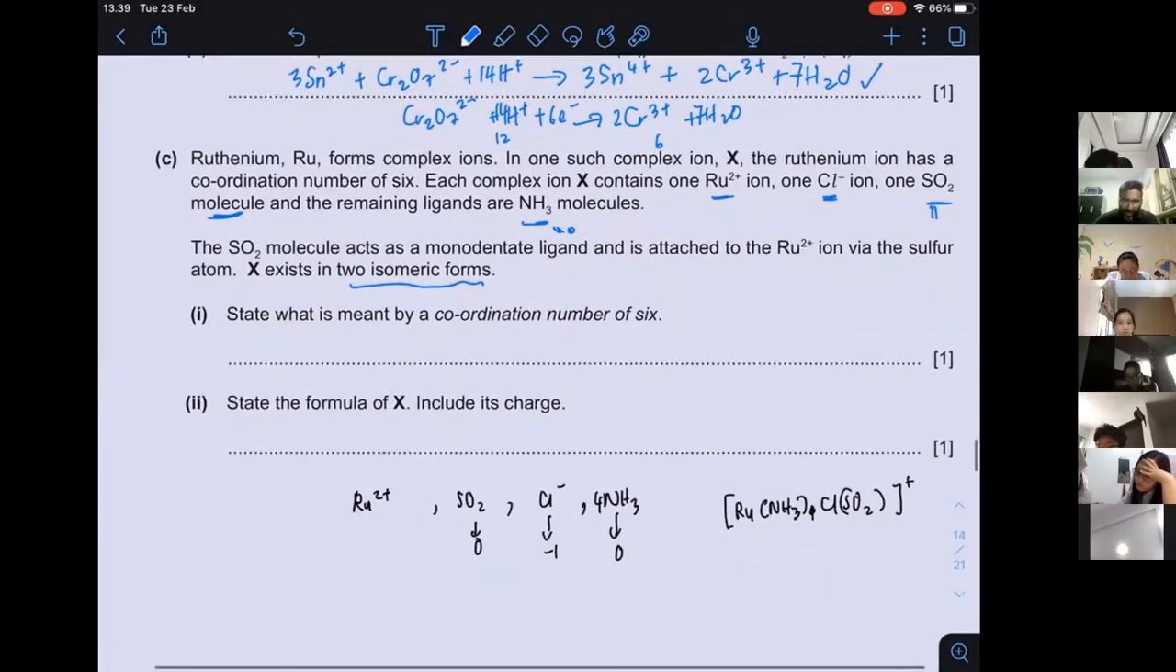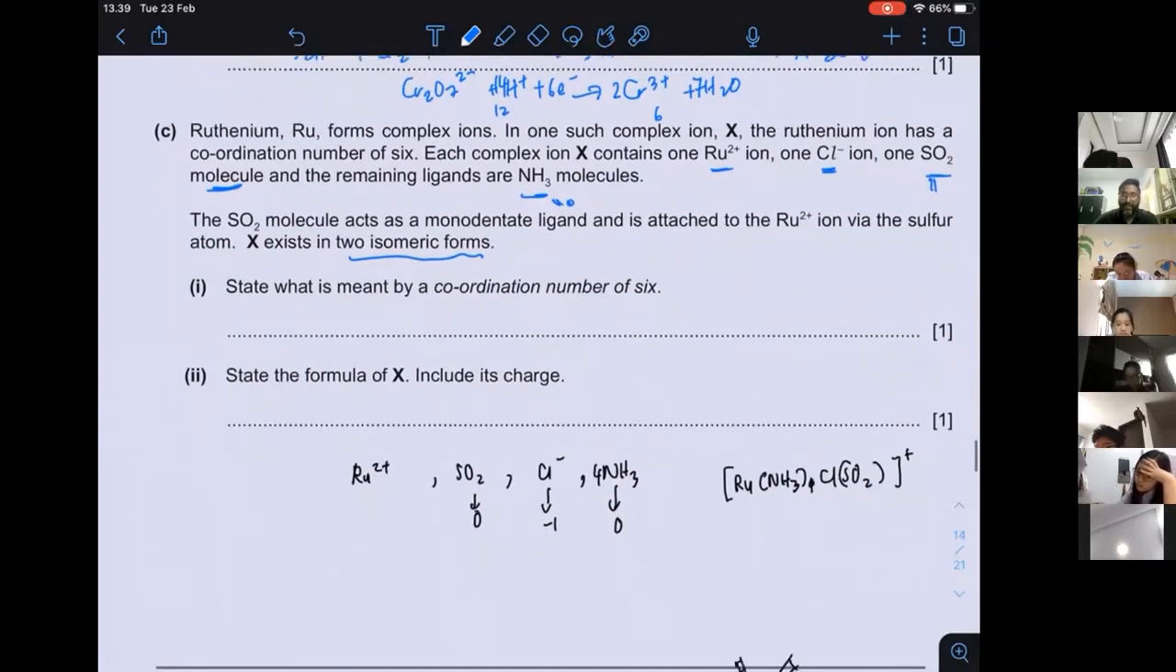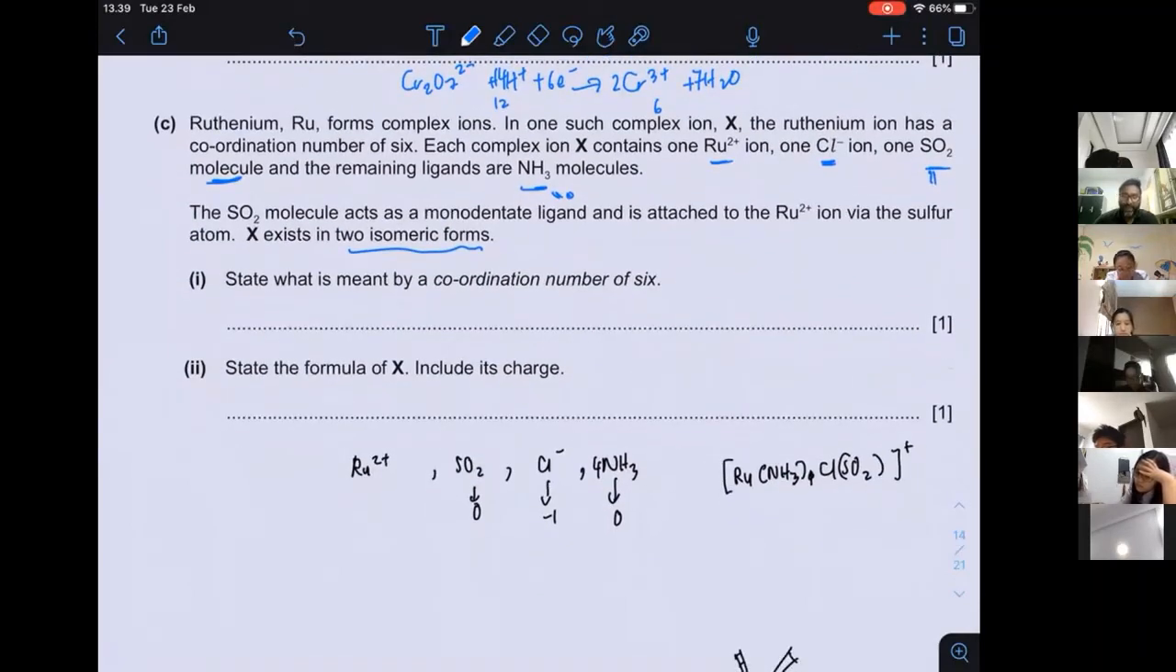State what is meant by coordination number of 6. It means that they have 6 coordinate bonds.